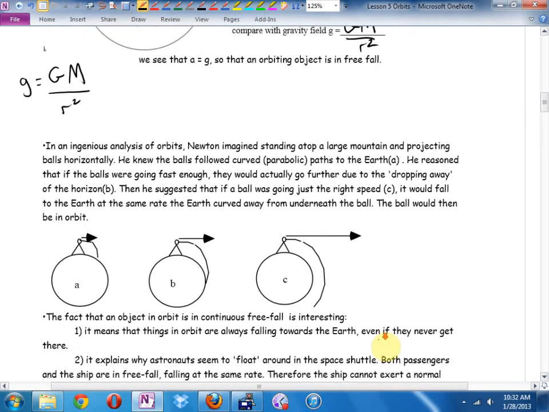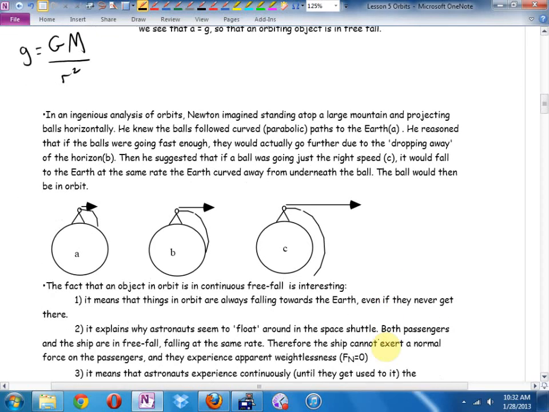This means that astronauts are all in free fall. No, Mr. Dewick, they're floating. No, they're not. They're falling. I'm telling you, Mr. Dewick, they're floating.